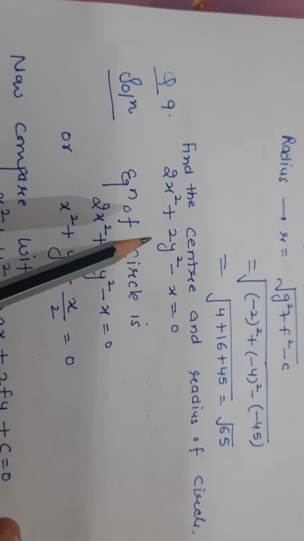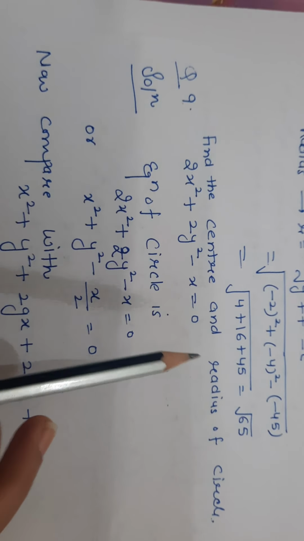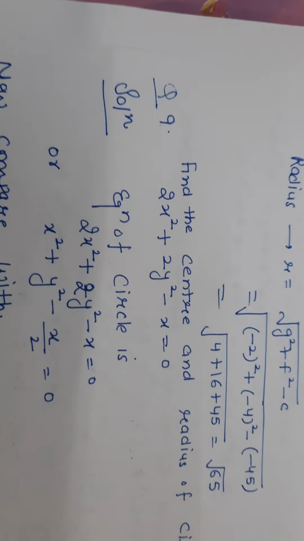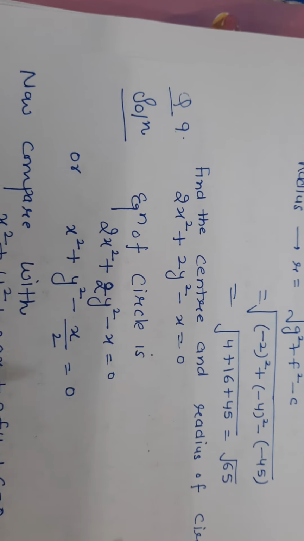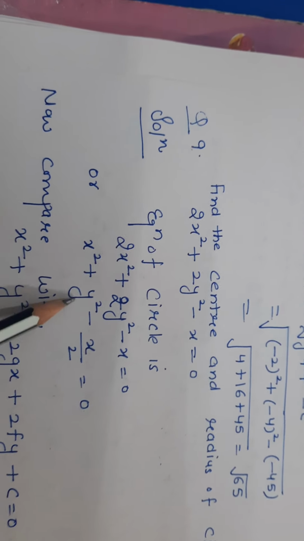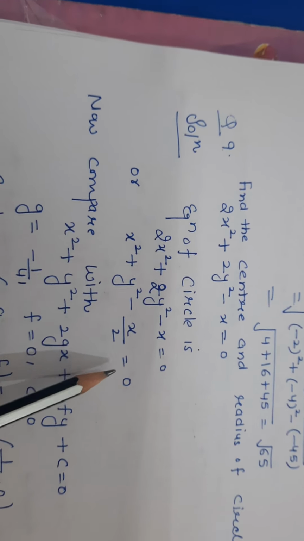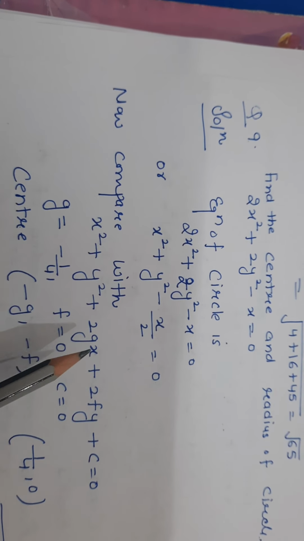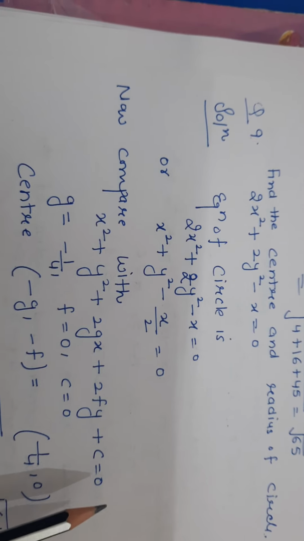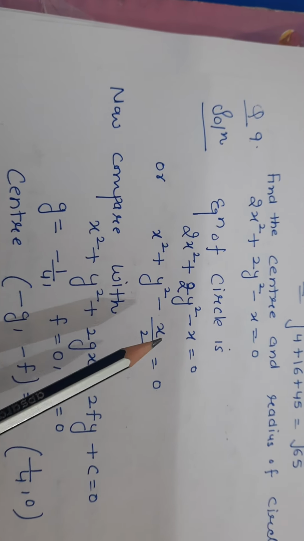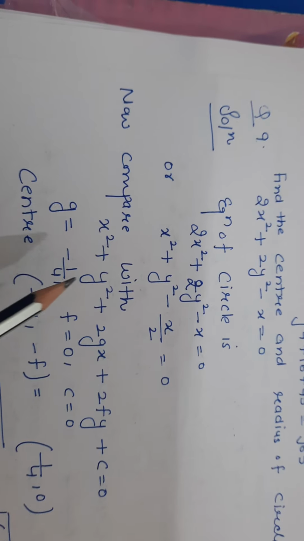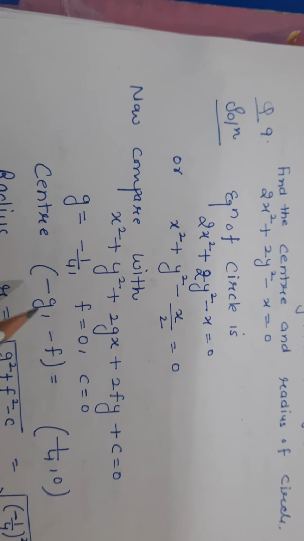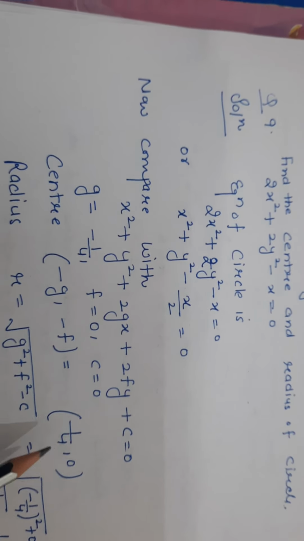Question number 9. Again, find the center and the radius. Here the coefficients of x² and y² are not unity but they are equal. So first we'll make them unity. Divide your equation by 2. You'll get x² + y² − x/2 = 0. Now compare with the equation x² + y² + 2gx + 2fy + c = 0. So 2g is −1/2, so g is −1/4. f is 0. c is also 0. So the center (−g, −f) will be (1/4, 0).